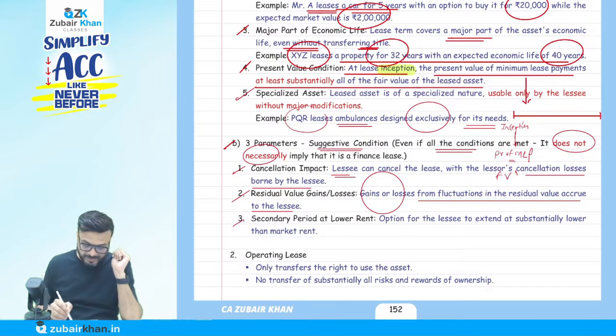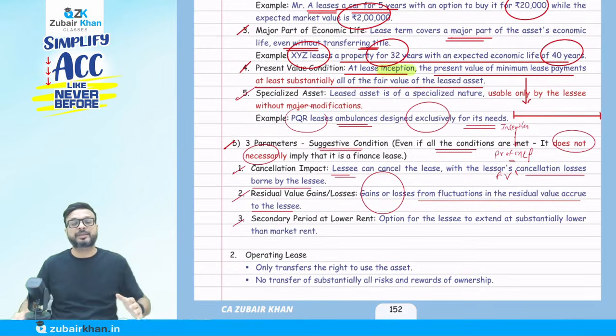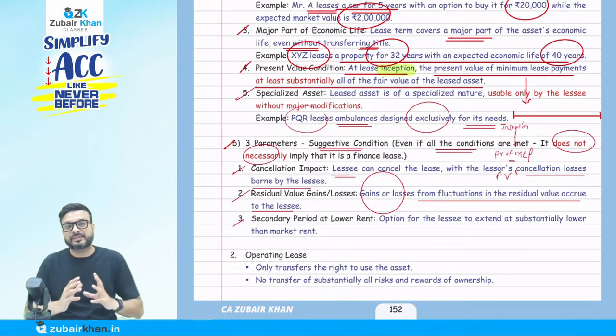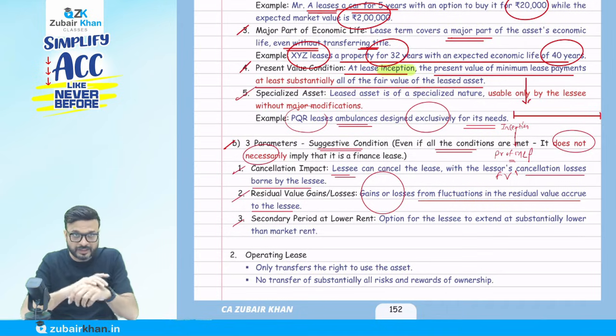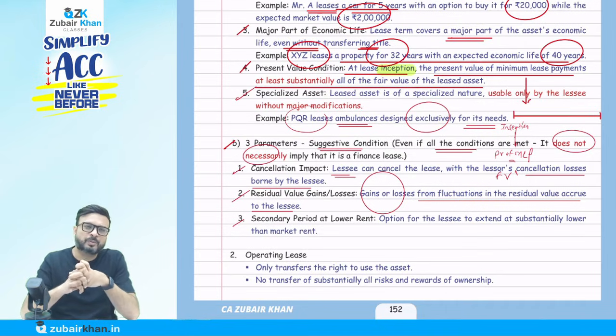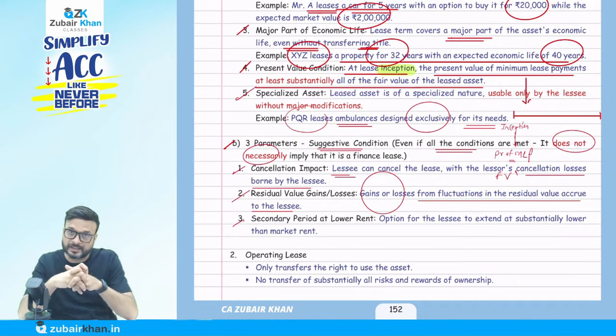And last is the secondary period at a lower rent. For example, the lease term is for 10 years, but I say I will offer you an additional 5 years, and the rent I'm going to offer for those additional 5 years will be much lower than the market value. So most probably you are going to extend the lease term, and they say this might be an indicator that it's a finance lease.